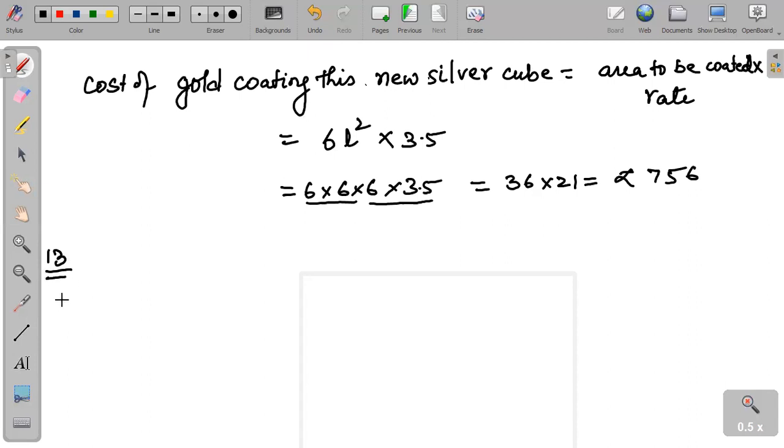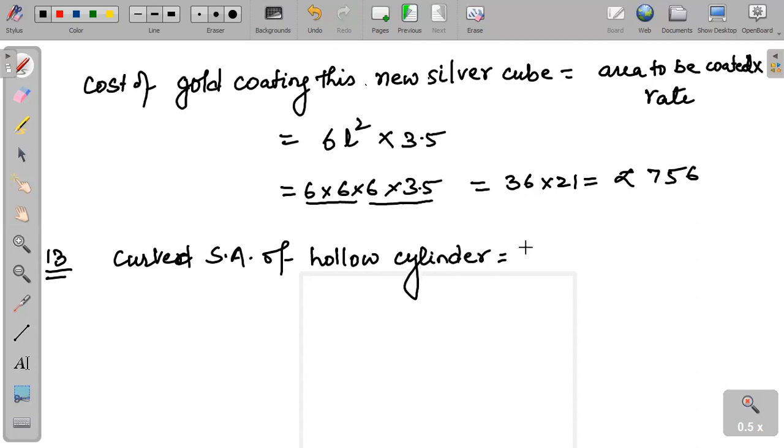13. The curved surface area of hollow cylinder is equal to 4375 centimeter square.